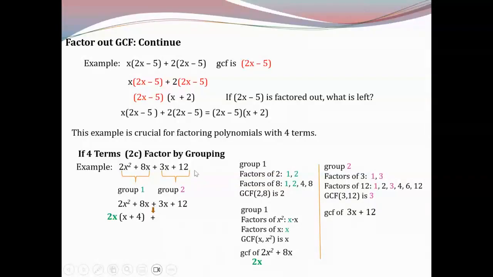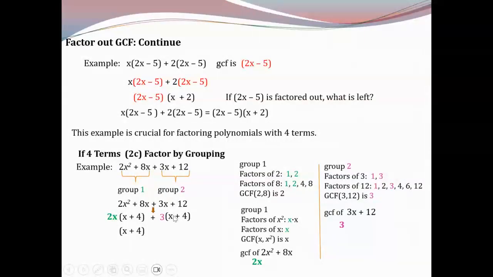Now, do both terms have an x, a variable? No, they don't, right? So for that one, they don't have anything in common. It'll just be the 3. So then it's going to be 3. So what's left? If I factor out the 3, it's going to be x plus 4. If you notice, both group 1 and group 2 have the same factor left, x plus 4.